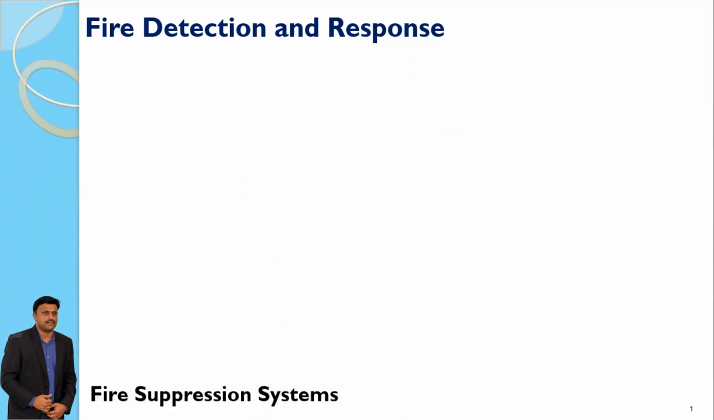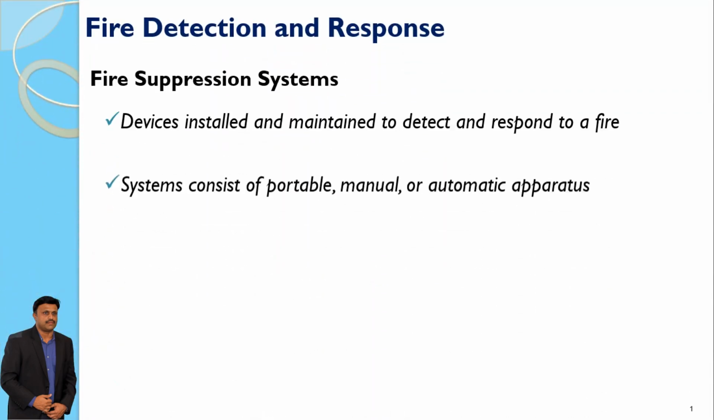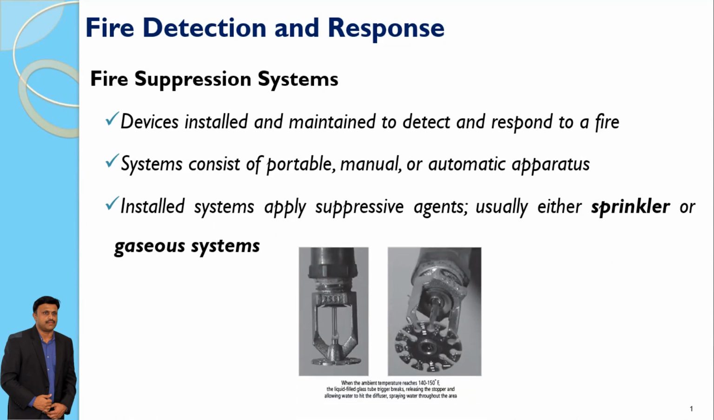Fire suppression systems are installed to detect and respond to fires. These systems can be portable, manual, or automatic and typically use sprinkler or gaseous agents to suppress fires.